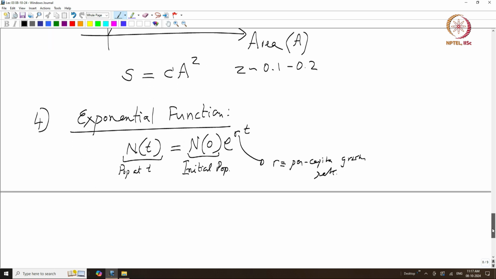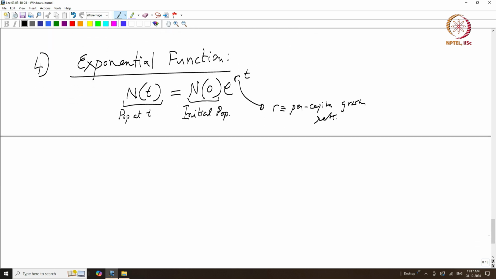Okay. So this happens in the context of density independent populations, and the graph of how population changes with time would look like this, sort of rapidly increases. Okay.